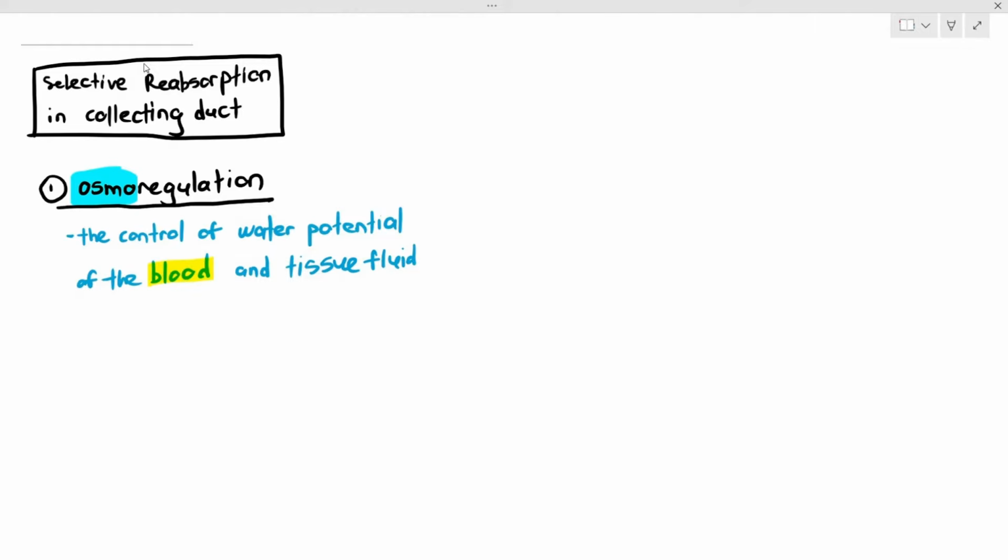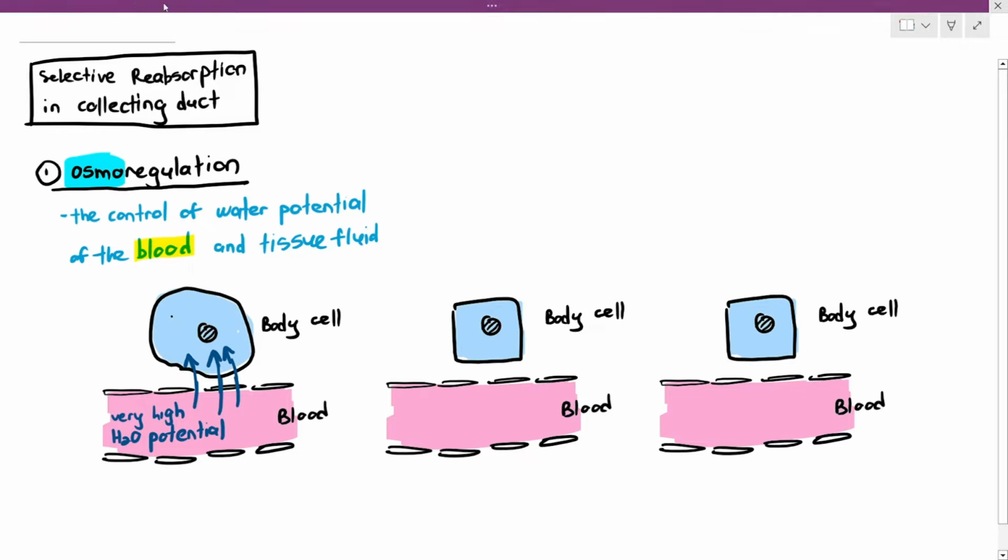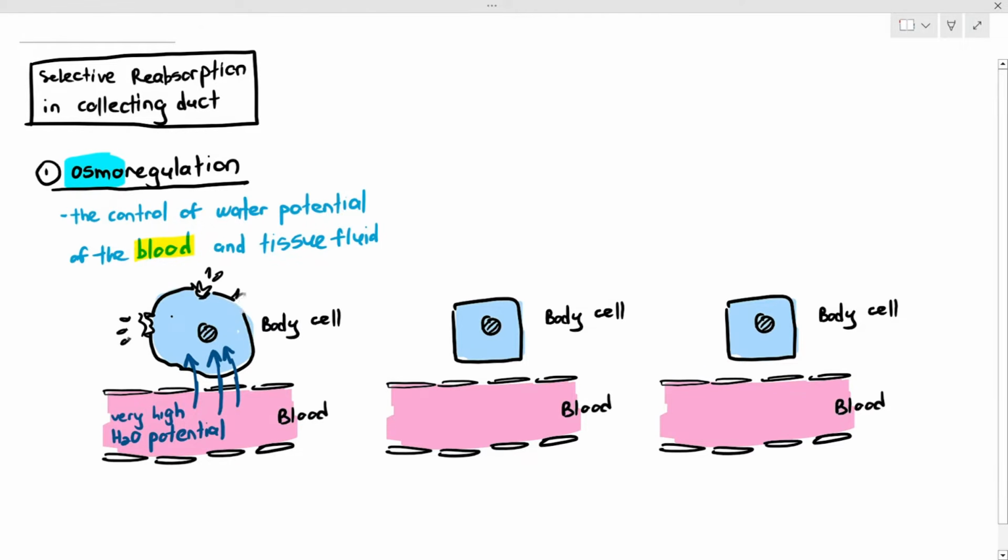Now, why is it quite dangerous if the amount of water in your body is not optimum or balanced? Let's take an example over here. We have three situations. We have a body cell and we also have the blood capillary. Now, imagine in this blood capillary over here, there's too much water inside the blood. And if there's too much water inside the blood, it causes the blood to have a very high water potential. And in that case, what might happen is the water might enter the cell by osmosis and it may cause the cells to burst, okay? And we don't want that to happen.